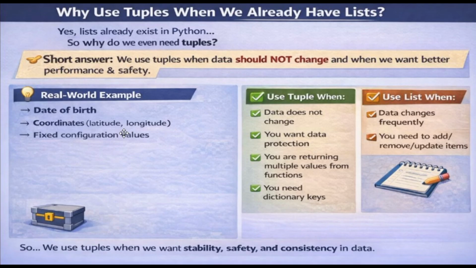Why tuples when lists exist? You might think we already have lists, so why tuples? The answer is tuples are used when data should not change. They give better safety and performance as we should not change the data.